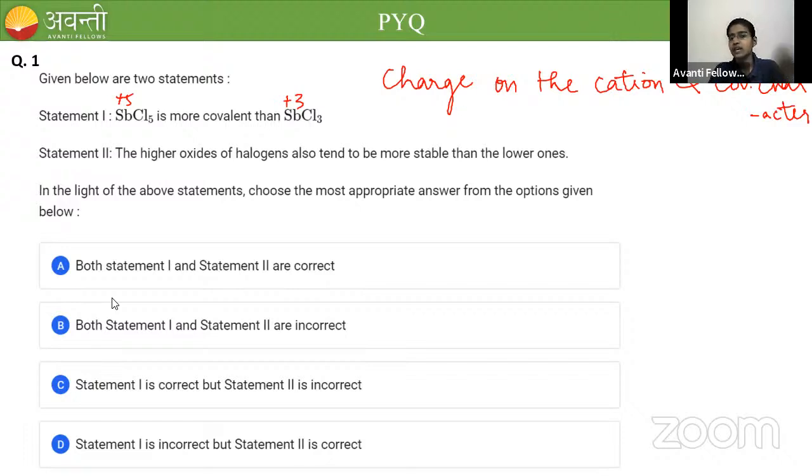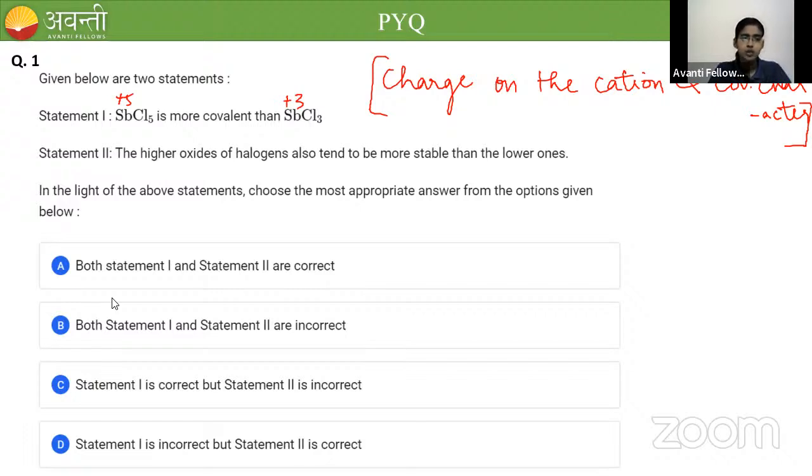If the charge on the cation is very high, then the covalent character is also very high. This relation we get from Fajan's rule, which you might have studied in your class 11 chemical bonding. According to this rule, SbCl5 is more covalent because it has the highest positive charge. So statement 1 is correct.